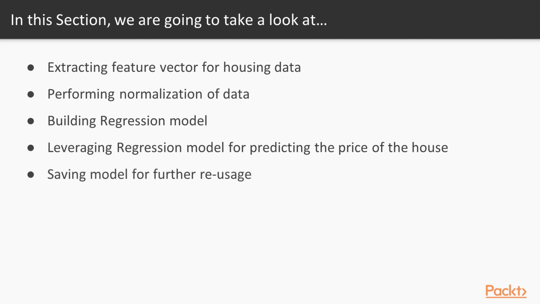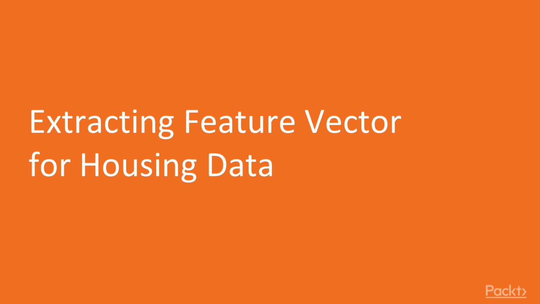And finally, we will save our model for further reuse, because in production use cases, training a model can often be really time consuming and resource consuming. So to save time and resources, we can save the model for further reuse. And in this first video, we'll be extracting the feature vector for our housing data.